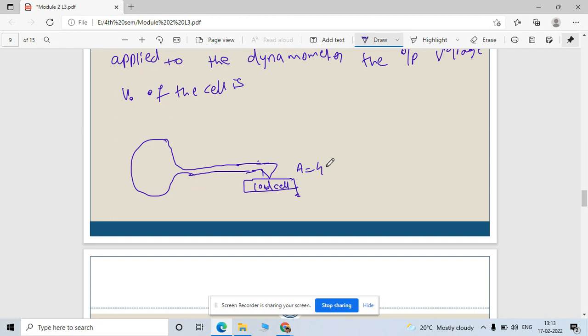The area of this plate is 4 centimeter square, and this thickness is 1 mm. Torque is nothing but your 20 Newton meter here, and the distance between this is 0.5 meter.